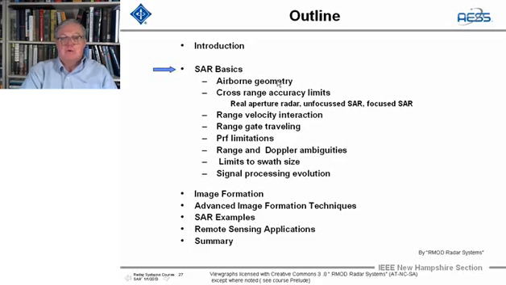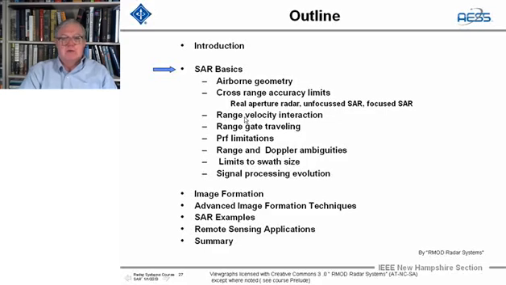We're going to look at the airborne geometry, or it could be the spaceborne geometry, of a synthetic aperture radar. We're going to look at cross-range accuracy limits under real aperture radar conditions, and then two types of synthetic aperture radar modes, an unfocused mode and the focused mode, which is pretty much always used now that we've got plenty of digital processing. That was used. This unfocused was used earlier.